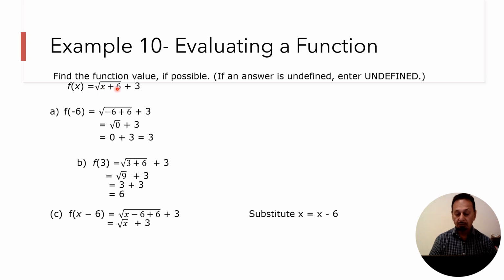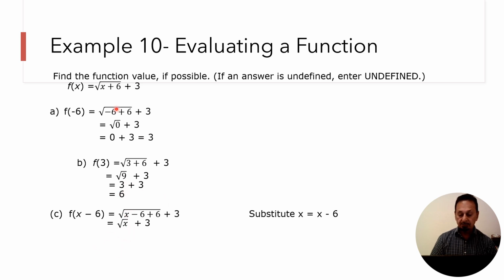Example 10. Find the function value, if possible, f of x equals square root of x plus 6, plus 3. So let's find f of negative 6. With the x replaced by negative 6, we have negative 6 plus 6 under the square root, plus 3. Negative 6 plus 6 is 0, so square root of 0 plus 3. Square root of 0 is 0, 0 plus 3, so the answer is f of negative 6 equals 3. Now let's find f of 3. So you put 3 where the x is, becomes square root of 3 plus 6, plus 3. Square root of 9 plus 3. Square root of 9 is 3. 3 plus 3 is 6.